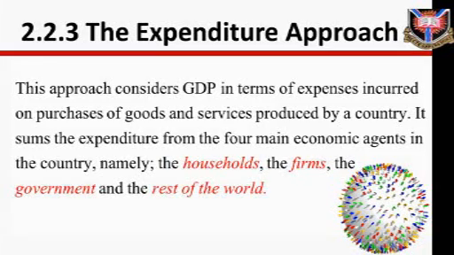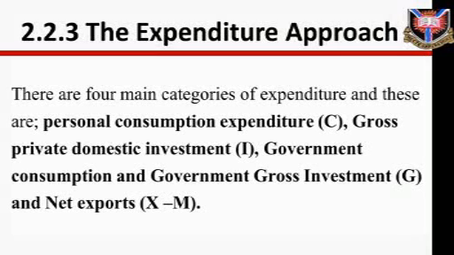There are four main categories of expenditure, and these are: 1. Personal consumption expenditure. This includes household spending on consumer goods. It is denoted by C. 2. Gross private domestic investment. This includes spending by firms and households on new capital such as plants and machinery, equipment, inventory, and net resident structures. 3. Government consumption and government gross investment.